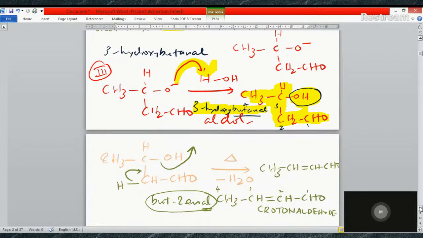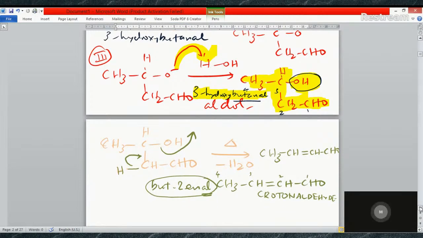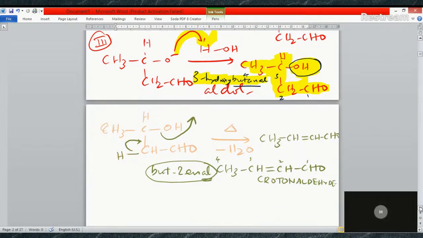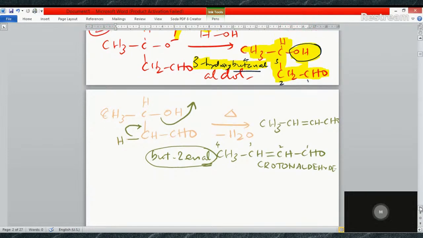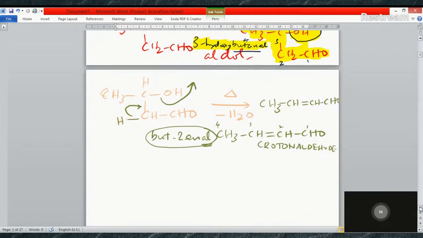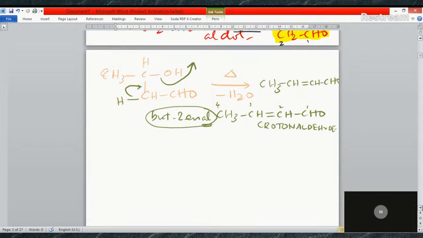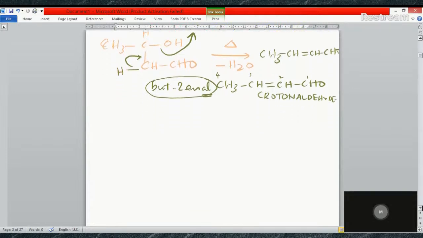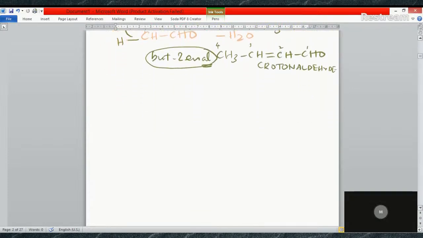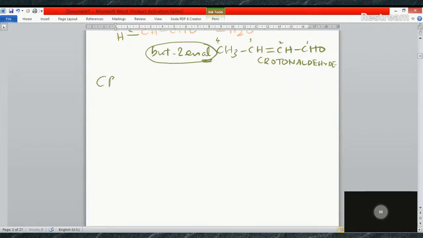And when you have a mixture of formaldehyde and acetaldehyde, that particular aldol condensation can be called crossed aldol condensation. I'll explain what is called the crossed aldol condensation reaction. This is the reaction called the crossed aldol condensation reaction.